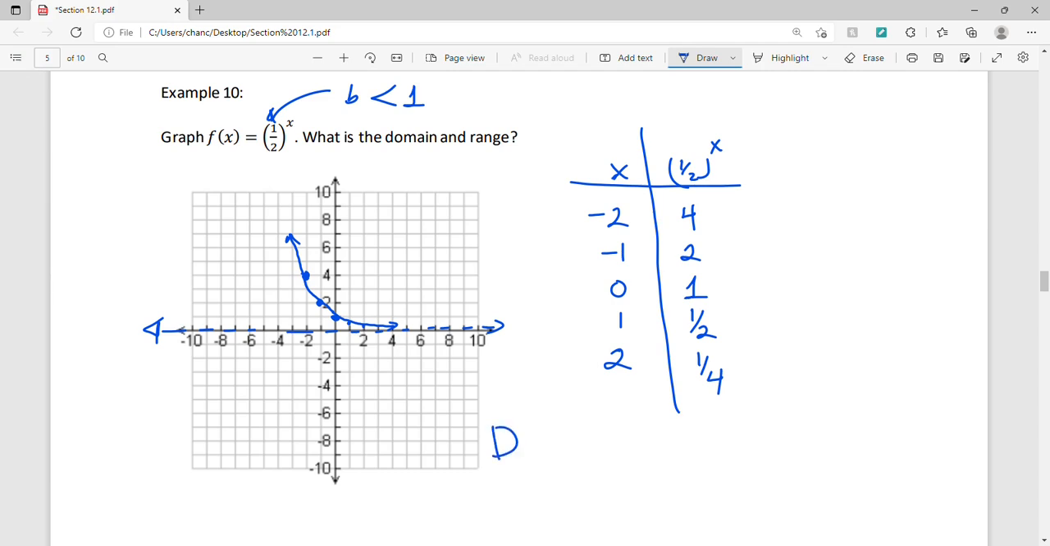And so our domain, if you look at the graph, is the same as the previous examples. It's not always the same. Look at the picture, then decide. It goes left forever, right forever, goes down just to 0 but doesn't touch it, and it goes up forever.